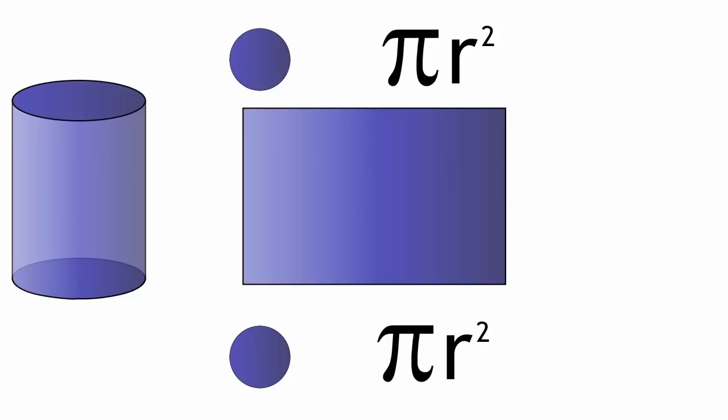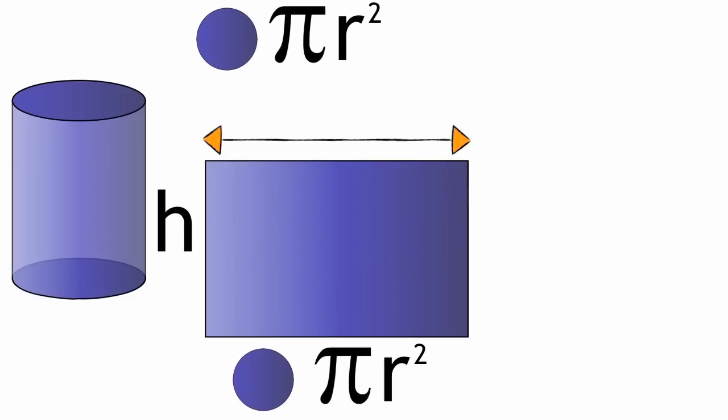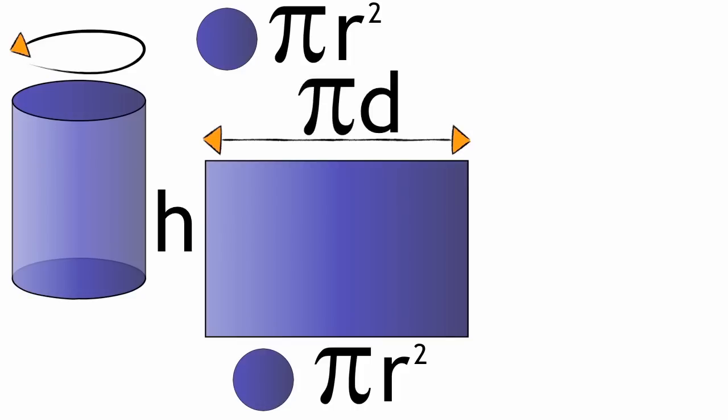Okay, now this height here is the same as this here. So whatever that is, that's the same. So I'm just going to call that h for height. And then this length across here is the same as the distance around the outside of the circle. And we've got a formula for that as well. It's pi times diameter, pi d.